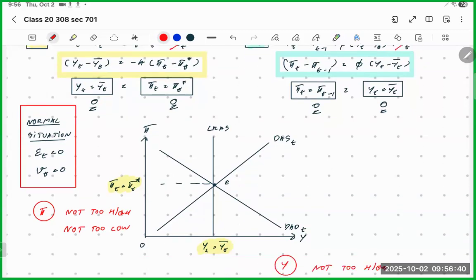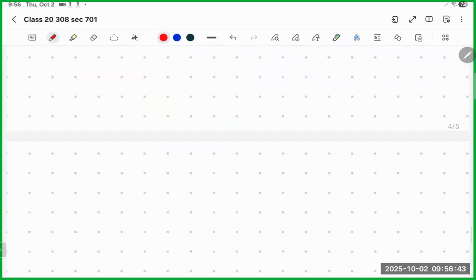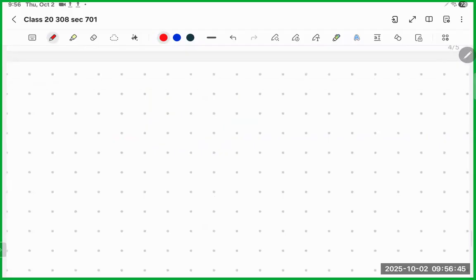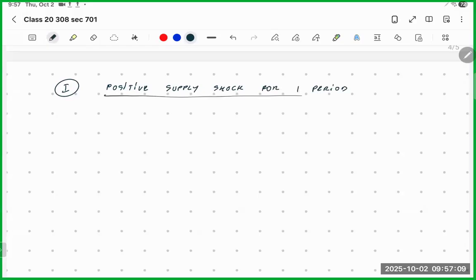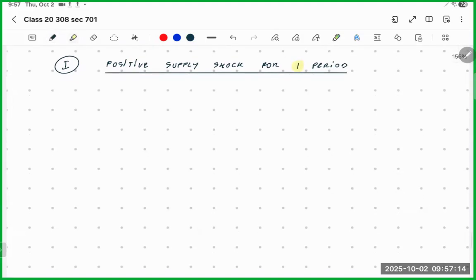Then we're going to use all of this knowledge and apply it to 3 cases. It's going to be in the exam for sure, 100%. Starting with case number 1. For example, if we have a positive supply shock for 1 period, only 1 period. I'm going to start with the graph, the big graph.